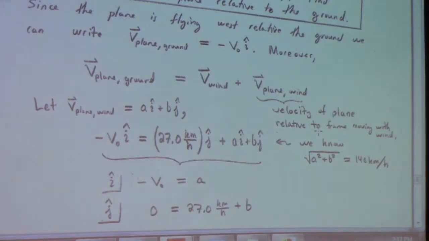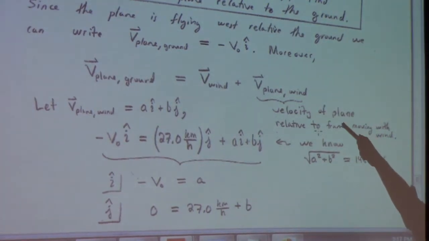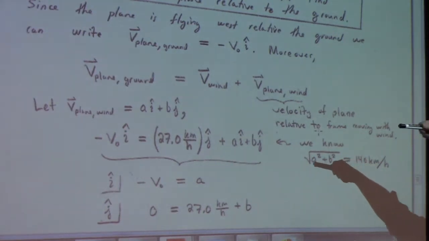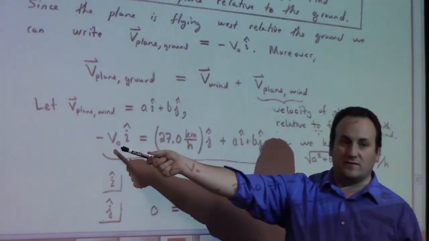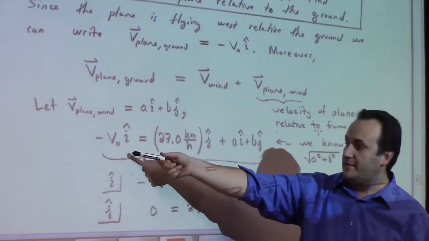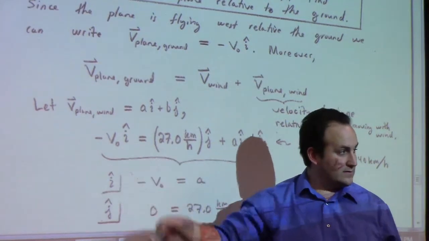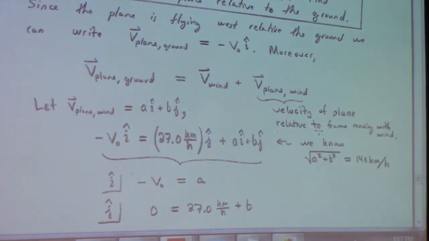So what do I know? I know that the pilot notes, according to his GPS readings, that they are going in the western direction, which means that their net speed, whatever it is, we don't know it at the start, but we do know its direction. It's the minus i hat direction. It's west.